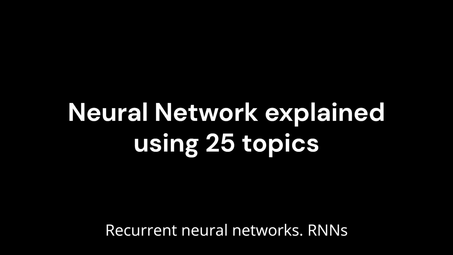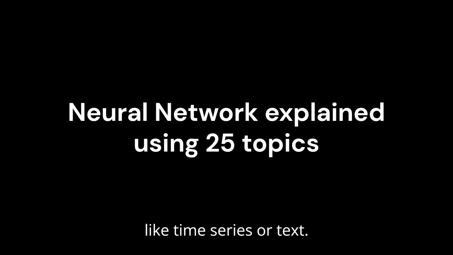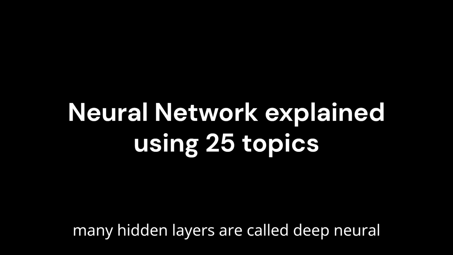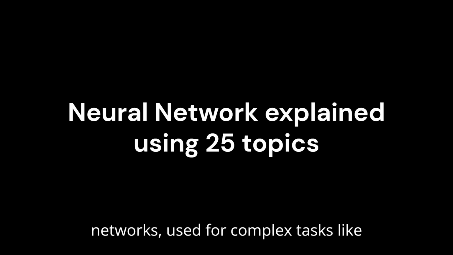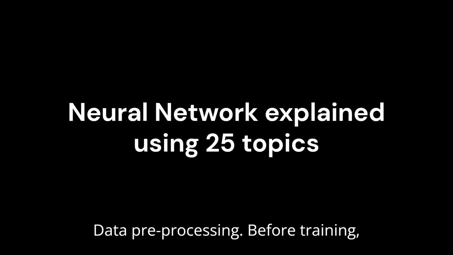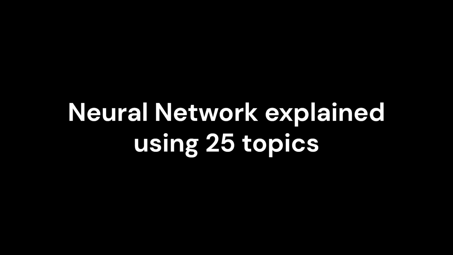21. Recurrent neural networks, RNNs. Designed to process sequences of data, like time series or text. 22. Deep learning. Neural networks with many hidden layers are called deep neural networks, used for complex tasks like self-driving cars. 23. Data preprocessing. Before training, data is cleaned and normalized to ensure the network can learn effectively.